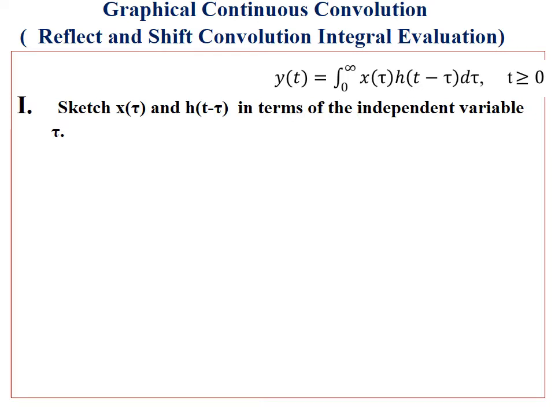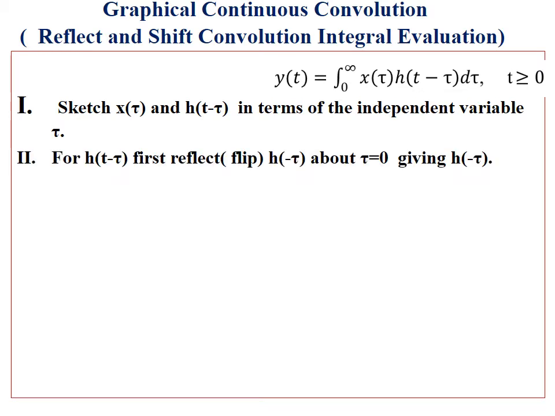For the detailed procedure, the first step is to sketch x of tau and h of t minus tau in terms of the independent variable tau, as given in this expression. X of tau can be easily sketched, but in order to sketch h of t minus tau, a few things need to be noted. For h of t minus tau, first reflect or flip h about the vertical axis, giving h of minus tau. This would appear as shown here, flipped about tau.